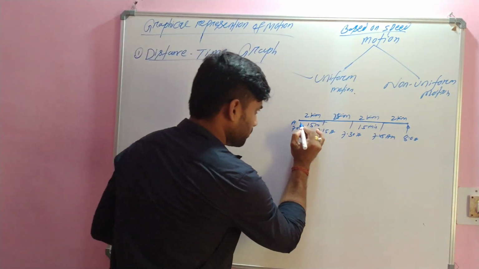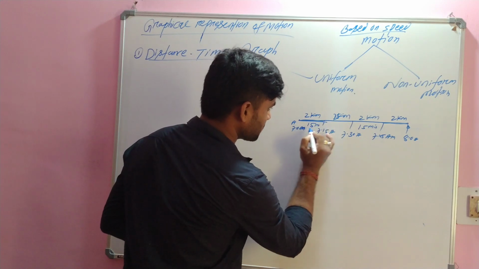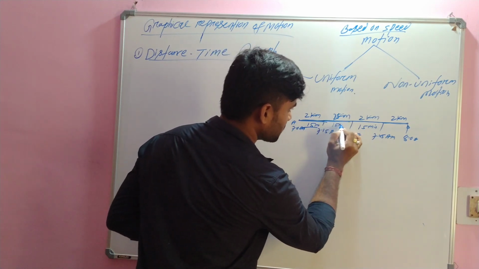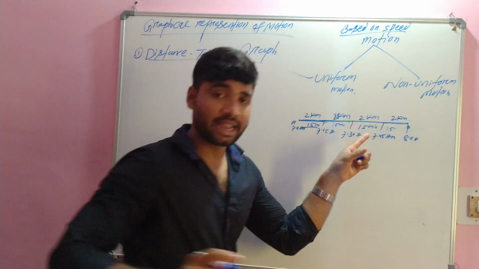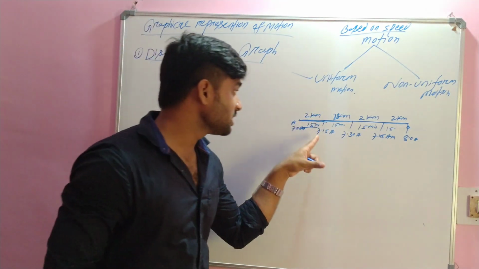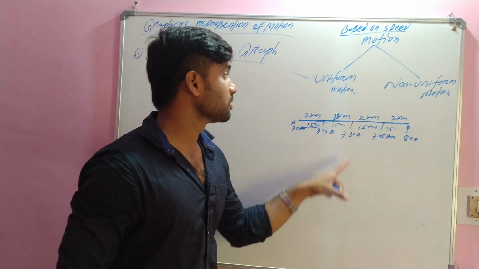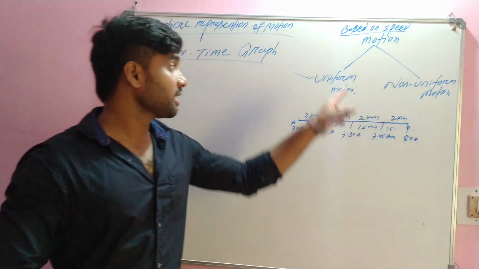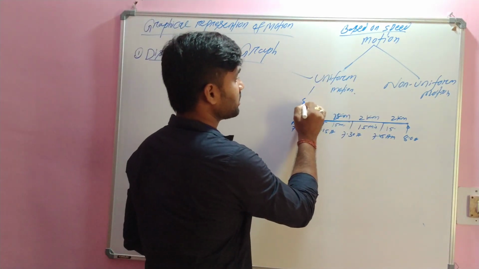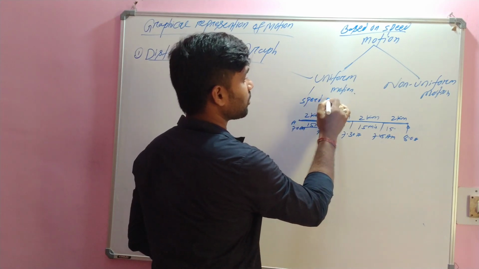So here the interval of time is 15 minutes, 15 minutes, 15 minutes. In each interval of 15 minutes, the object covers 2 kilometers. So that is called uniform motion. In uniform motion, keep in mind, speed is always constant.